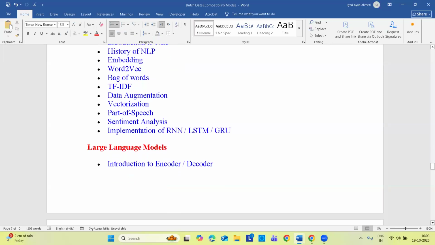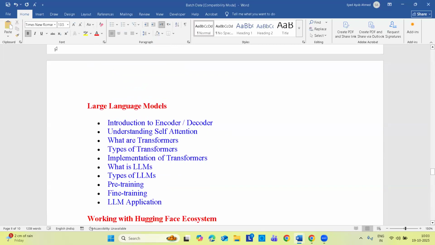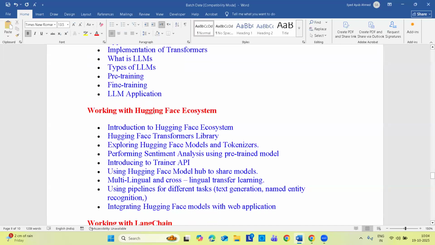LLMs, finally, large language models, how they work, like encoder and decoder, self-attention. What are transformers? All these concepts will be covered. What is LLM? Implementation of transformers, training part like pre-training and fine-tuning, and then LLM applications. And then we'll see examples with a real-time Hugging Face AI chatbot, guys. That's the AI application you can say.